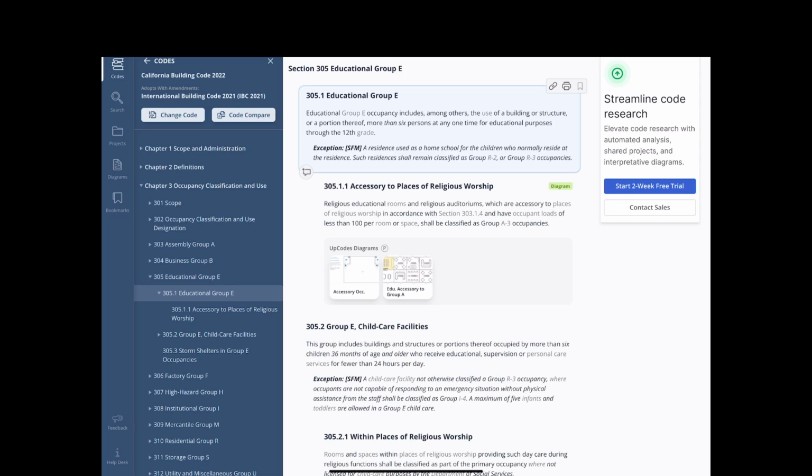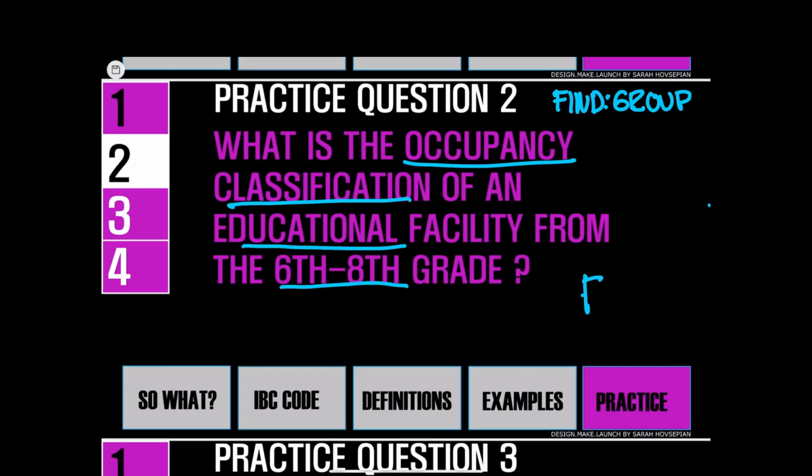So there we have it. Our answer is actually E because we're 6th to the 8th grade, which is less than the 12th grade. And that is a group E occupancy. So this is simply a group E occupancy.